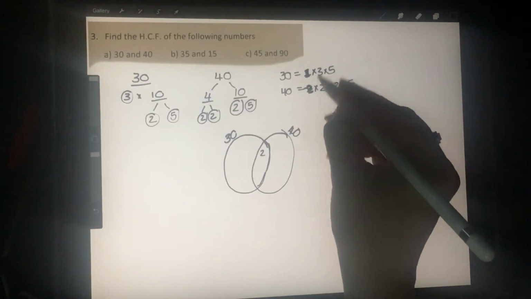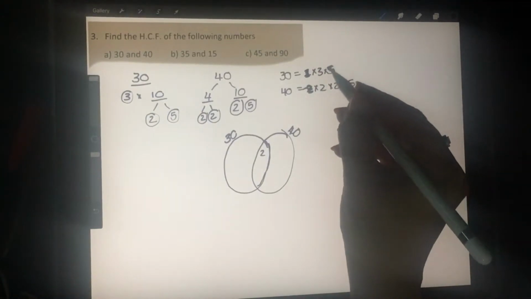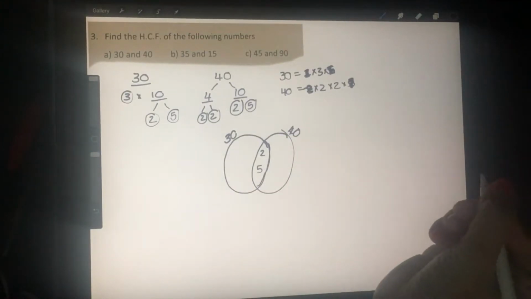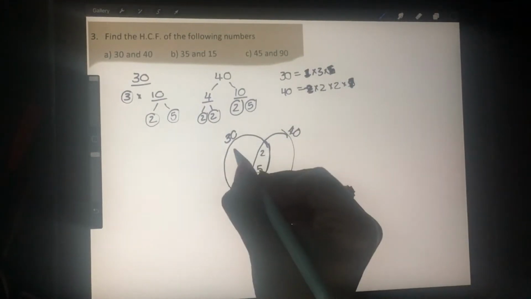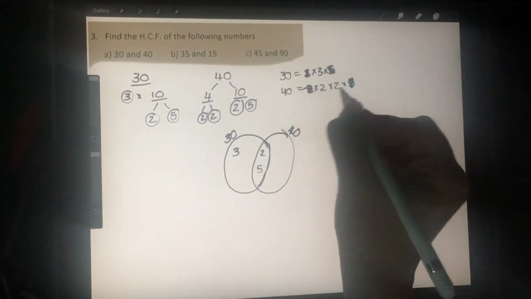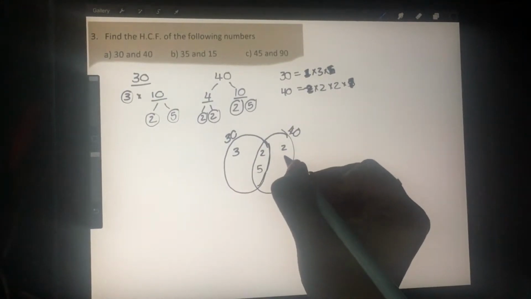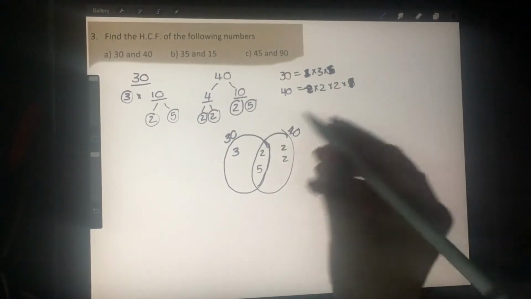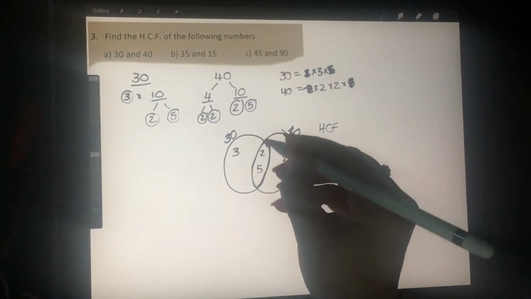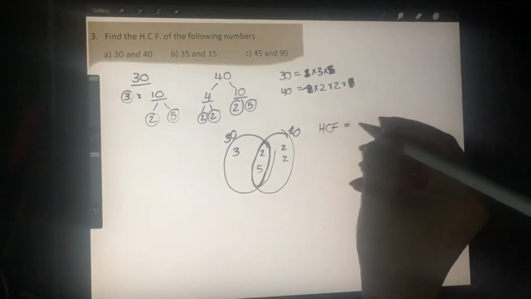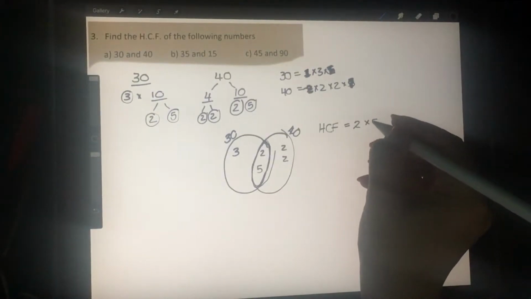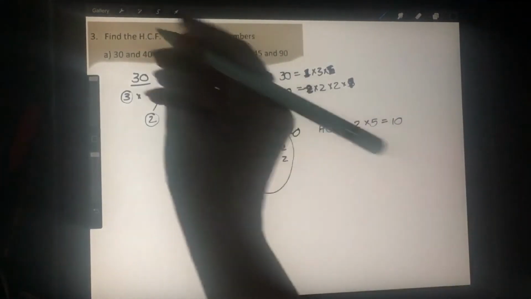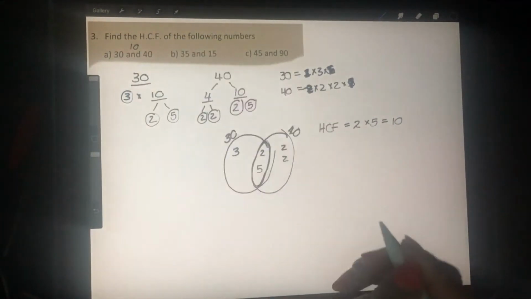There's a 3 in the 30 but not in the 40. There's a 5 there and a 5 there. So we can write the 5 shared in the middle. The 3 that's left over goes to this side, and the 2 2's that's left over from the 40 side goes over there. So if we want to find the highest common factor, we only look at these two numbers. The highest common factor will be 2 times 5, and 2 times 5 is equal to 10. So the highest common factor between 30 and 40 is 10.